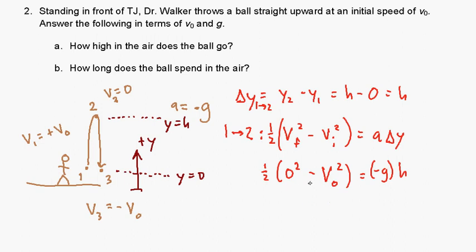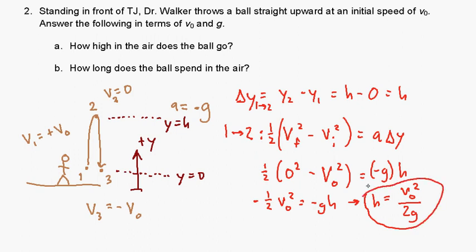Okay, so what we get when we cancel some things is 1/2 v naught squared equals, and this is negative, right? So 1/2 times 0 minus v naught squared is negative 1/2 v naught squared equals negative g h. What are we trying to find here? We're trying to find h, right? So this is for part A. So solving for h, the negatives cancel, and we get h is v naught squared over 2g. Okay, so that is for part A.